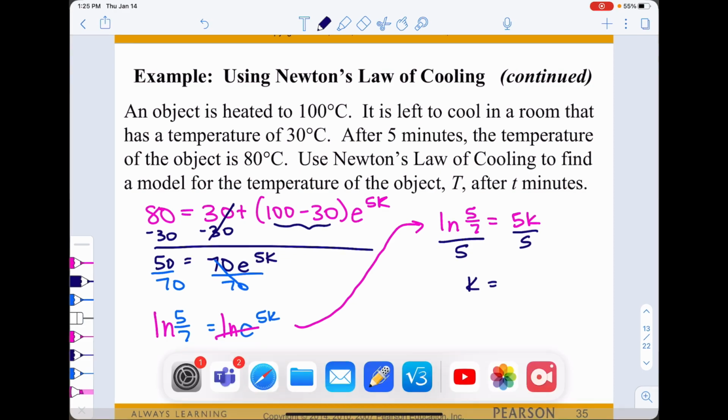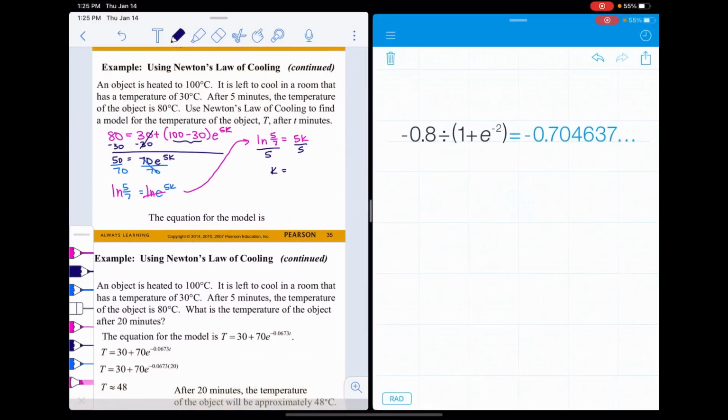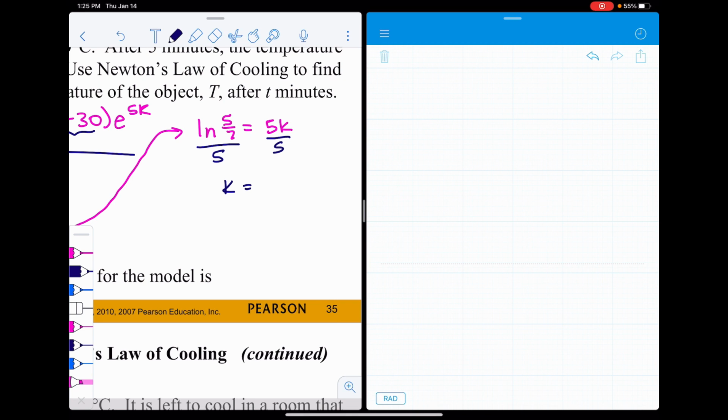So find a handy dandy calculator. We have the ln, or the natural log, of 5/7 that we have to take and divide by 5. We end up with a negative 0.06729. So how about we call it 0.0673? That means we can rewrite our final equation.